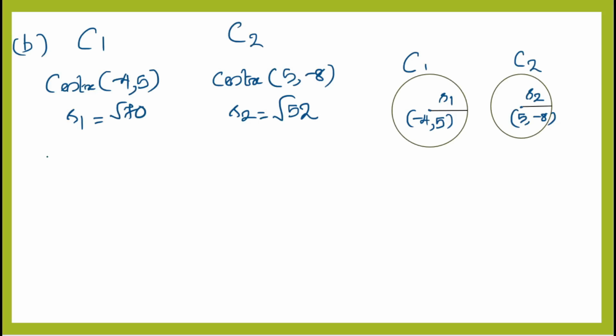Sum of the radii R1 plus R2 equals root 70 plus root 52. That equals 15.58. Now calculate the distance between two centers. Using distance formula, root of (x2 minus x1) the whole square plus (y2 minus y1) the whole square.